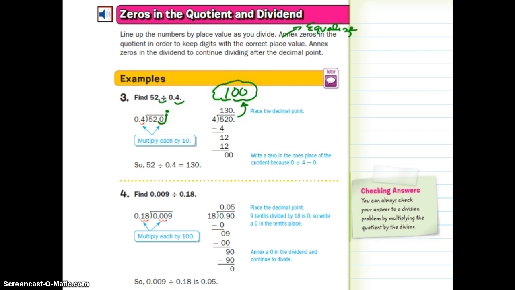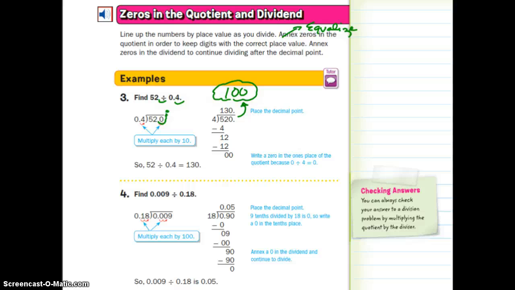Find 0.009 divided by 0.18. Now, in this case, this one's awesome because I know that if I look at 9/18, I get a half. So I know that 5 is involved in this answer. I just don't know where it's involved in this answer. So again, I have to do the math and be very careful.